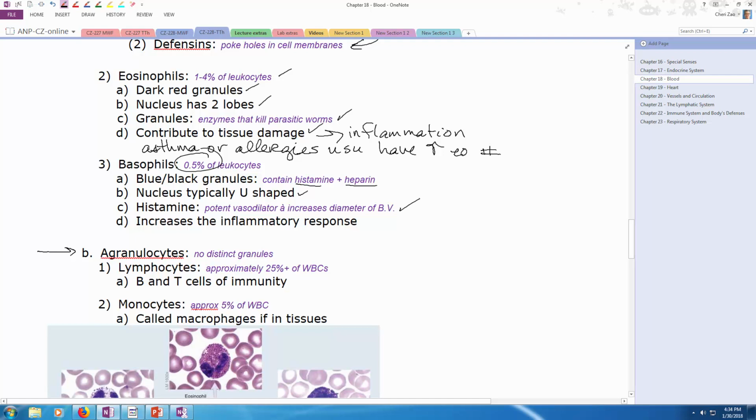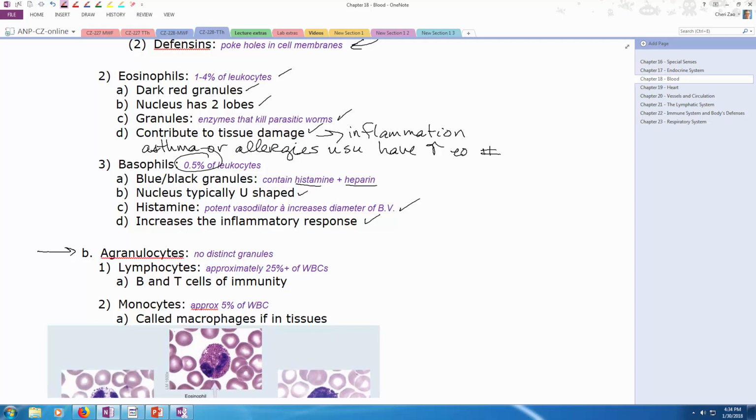Indeed, histamine is a potent vasodilator, increasing the blood vessel diameter, and is going to definitely increase our inflammatory response. So what they do when your vessels have increased leakiness is that we can get the fighters of infection to an area within that fluid.